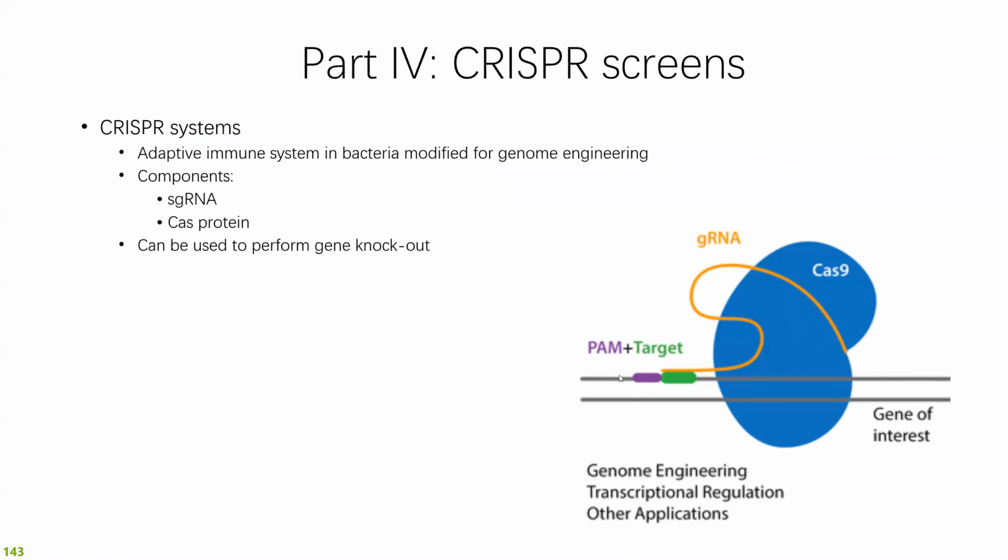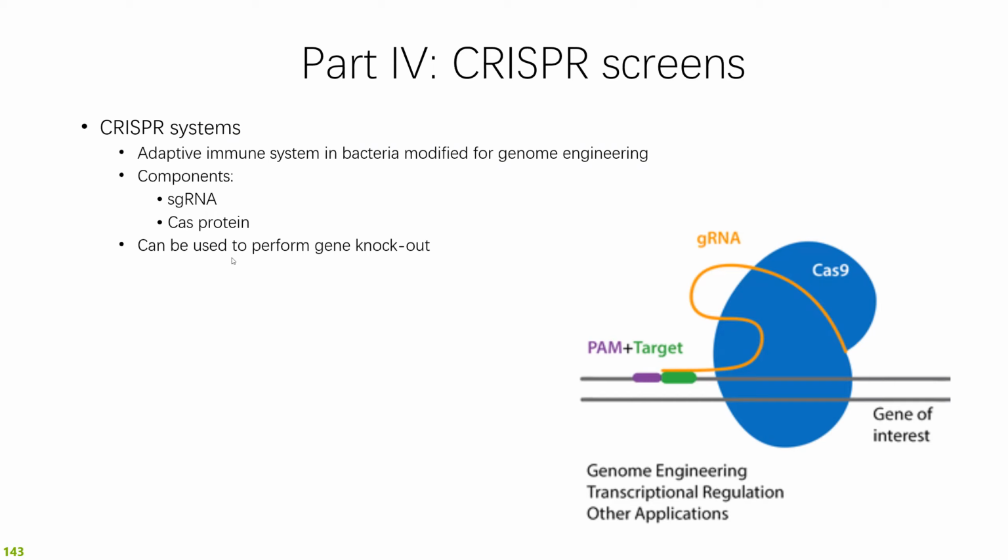So let's move on to the next part, part 4. And then we focus on CRISPR screens. So the CRISPR systems are originally adaptive immune system in bacteria that they use as a defense against viral genes. But scientists have modified it for genome editing.